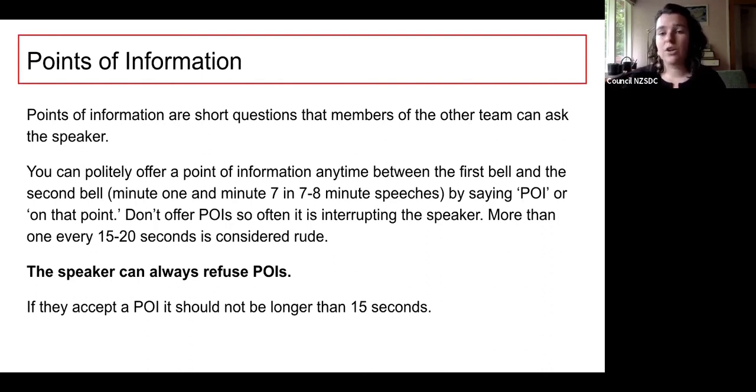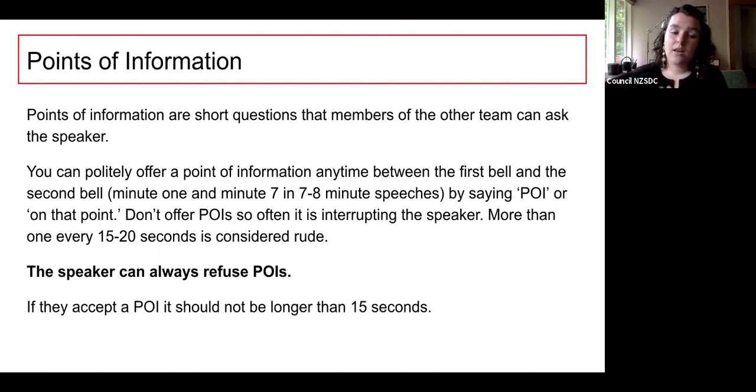are offering you lots of points of information, it's perfectly respectable to just say to the speaker, I'm not going to take a point of information right now, or I'm not going to take a point until the end of my speech, or I'm not going to take a point of information. I really encourage you to try and take a point of information. It's not as scary as it often seems. But if it's really impacting your ability to speak, you are allowed to say that.